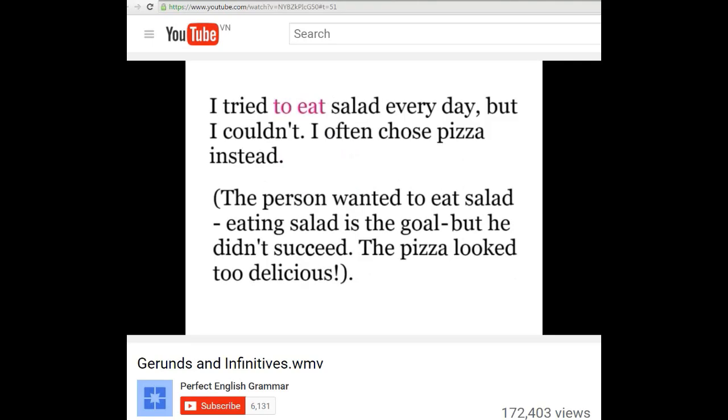Let's look at another example. I tried to eat salad every day, but I couldn't. I often chose pizza instead. This person wanted to eat salad. Eating salad is the goal, but he didn't succeed. The pizza looked too delicious.